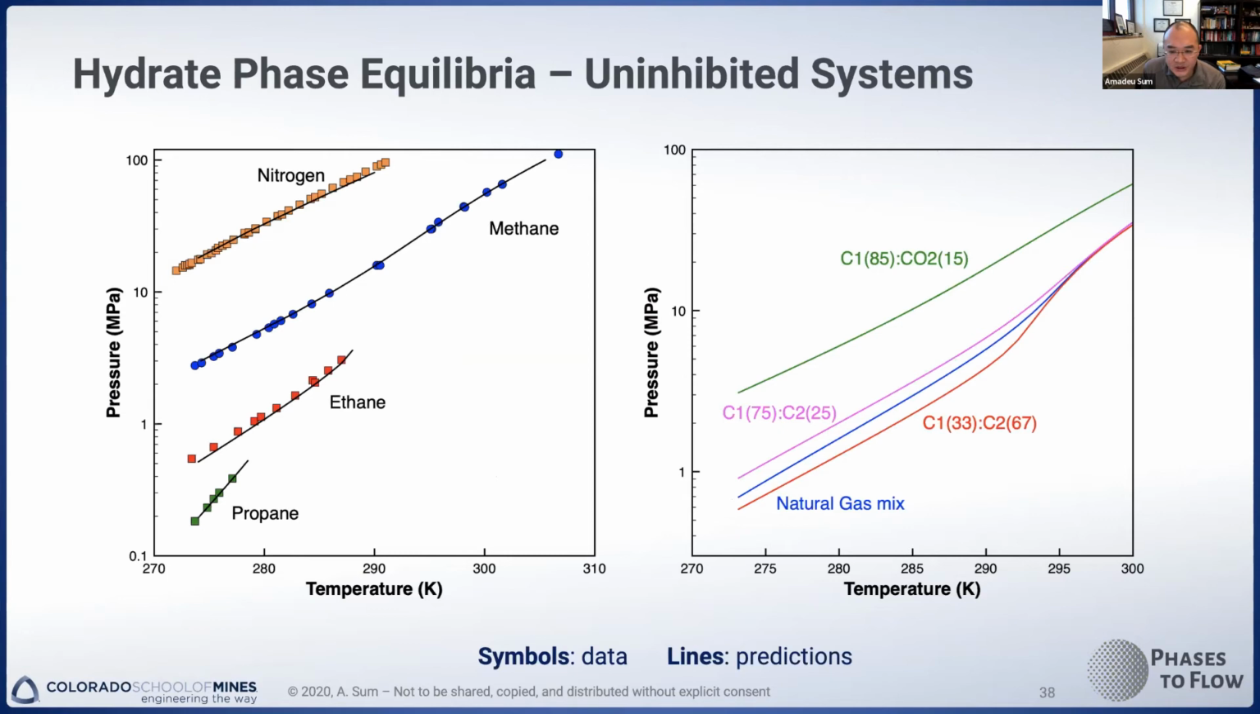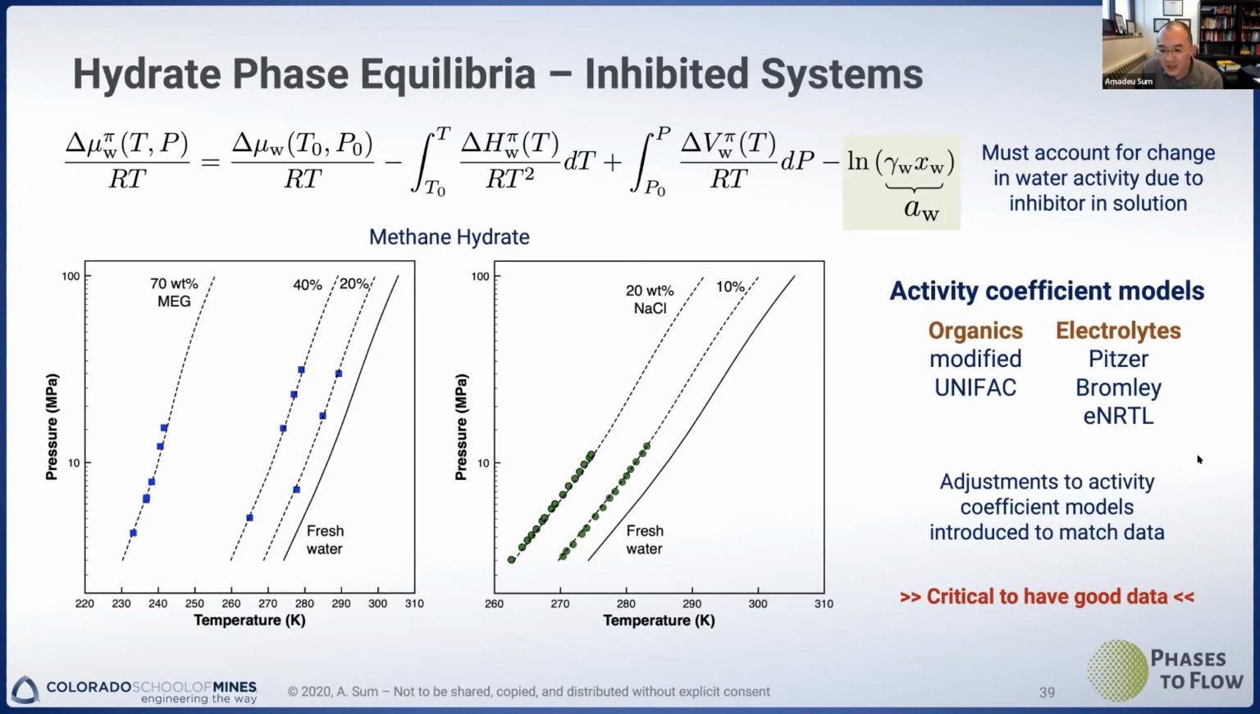But when we consider inhibited systems, we are adjusting for the contribution of the inhibitors, whether you're talking about organic or inorganic inhibitors. For simple systems, it works okay, depending on the models that you use for, again, the water activity. But it's crucial that you have good data in order to do that, because you need to adjust the parameters of the activity models to match data, right?